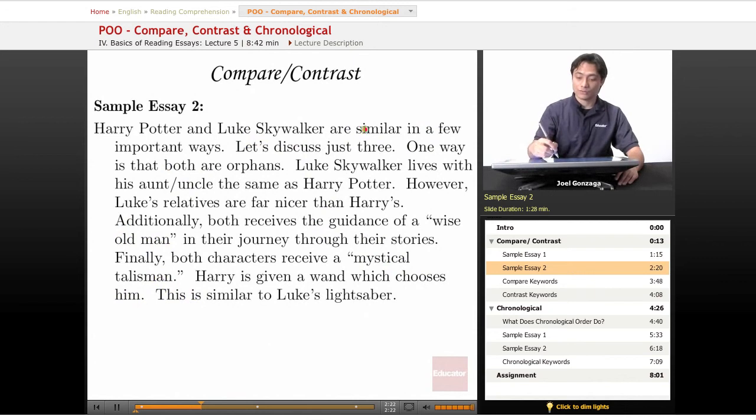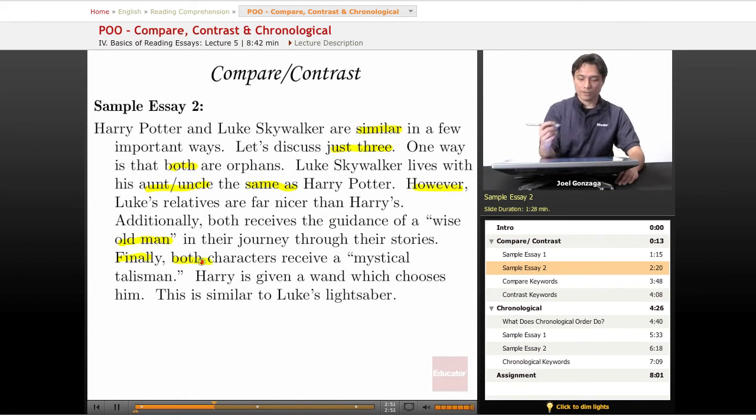Harry Potter and Luke Skywalker are similar in a few important ways. Let's discuss just three. One way is that both are orphans. Luke Skywalker lives with his aunt and uncle, and the same goes for Harry Potter. However, Luke's relatives are far nicer than Harry's. Additionally, both receive the guidance of a wise old man in their journey through their stories.